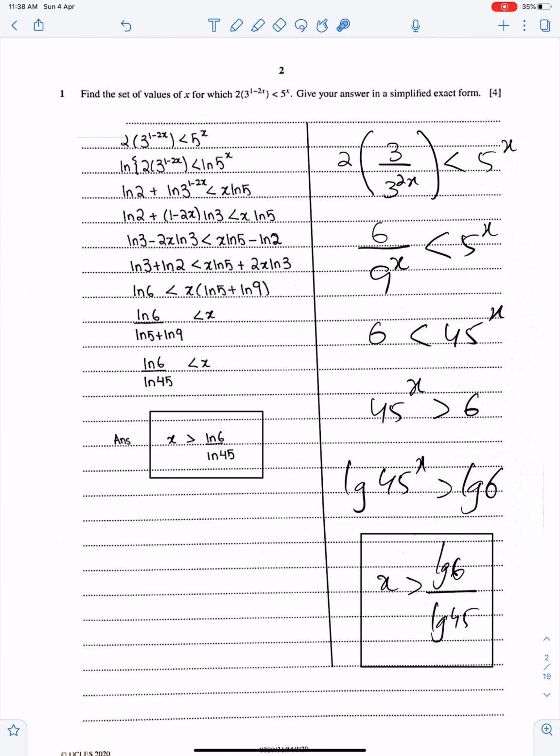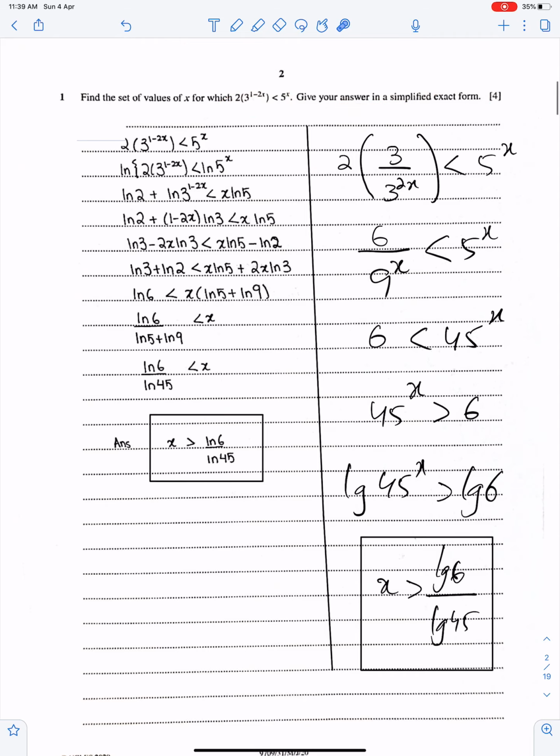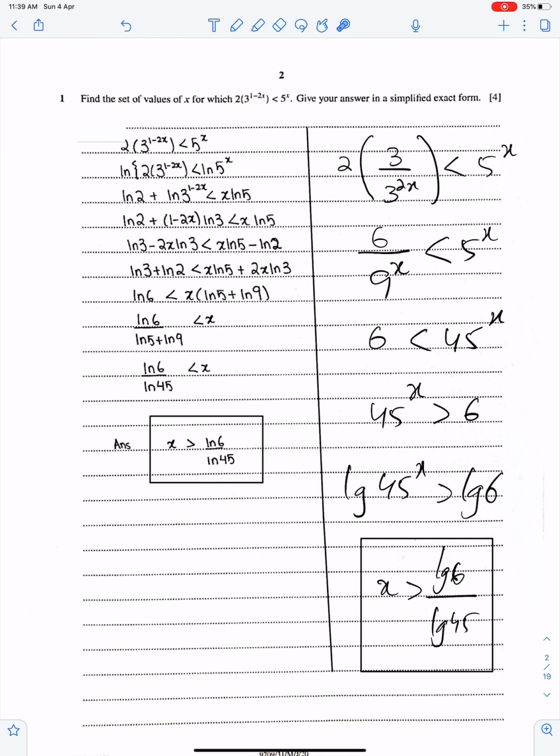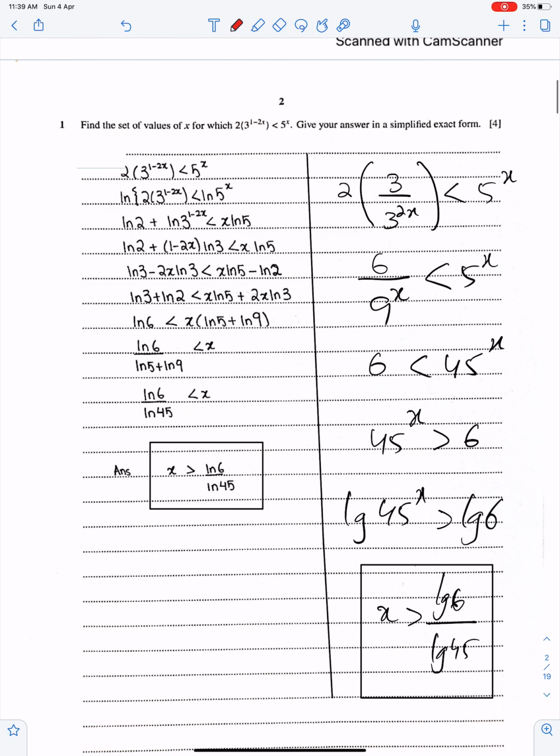Question number 1. You have two methods to solve this question. Find the set of values of x for which this inequality will be verified. Give your answer in exact form. So the first method is to convert this inequality into standard index form. This is the first method, and this method is simple. For that you need to use these rules of indices.